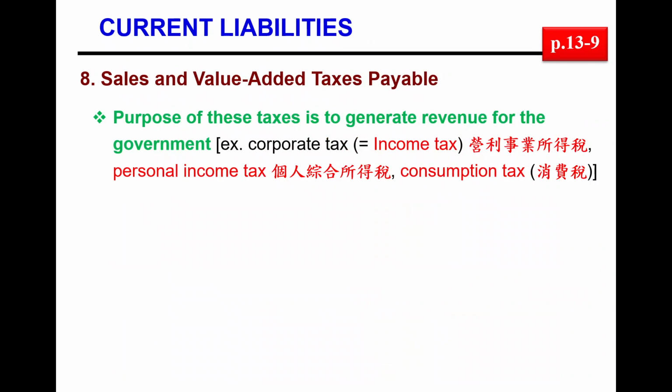Next, sales and value-added tax payable. Okay, so this one we talk about the tax. Actually, we have many kinds of taxes, not only in Taiwan, especially in the United States. They have so many taxes. You have to pay tax to the country, and also to different states, right? Like California, like Texas, different states still have their own tax. You have to pay. So we talk about tax in this case item and the next one.